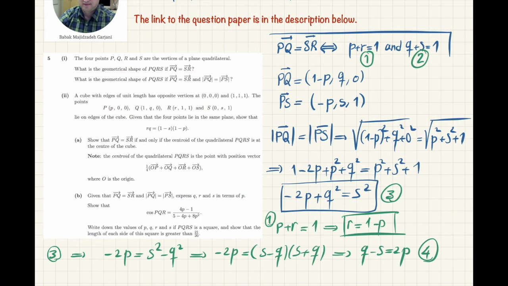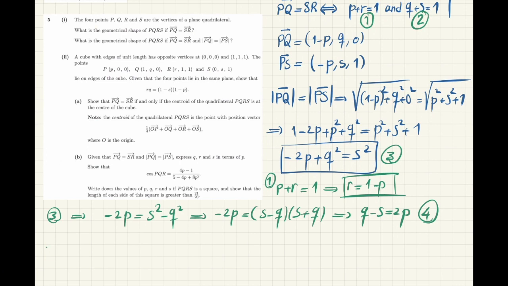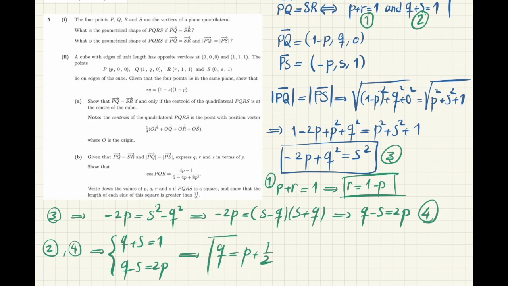Then I can consider number 2 and number 4. And then I can find Q and S immediately in terms of P. Yes? So let us do that together here. So 2 and 4 give me this system. Q plus S is equal to 1. Q minus S is equal to 2P. So I add them, then 2Q becomes 1 plus 2P. So I divide it, and it becomes P plus 1/2. Yes? So that is Q. And I can plug it here. S is 1 minus Q. So then S becomes 1 minus P minus 1/2, so it becomes 1/2 minus P. Good. Okay, so that was this part of the problem.